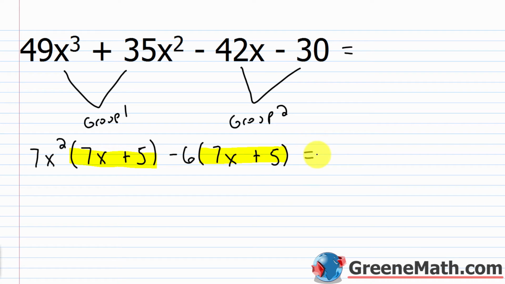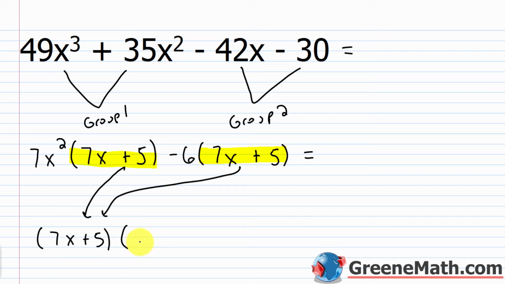So now I just want to pull that out. If I have the quantity 7x plus 5 outside, and then inside the parentheses, what's left? Okay, you think about what's left. We'd have a 7x squared, and then you'd have a minus 6. So this factors into the quantity 7x plus 5 times the quantity 7x squared minus 6.